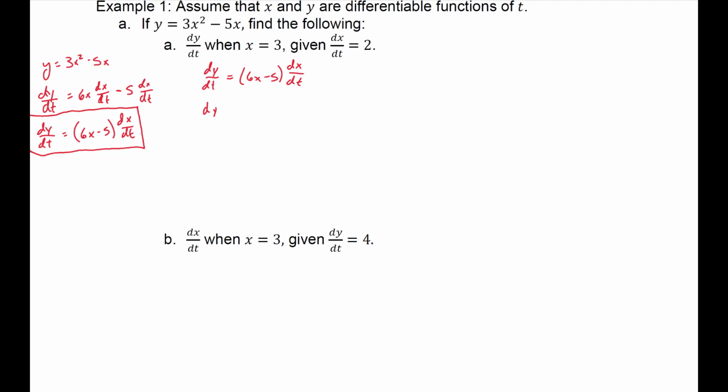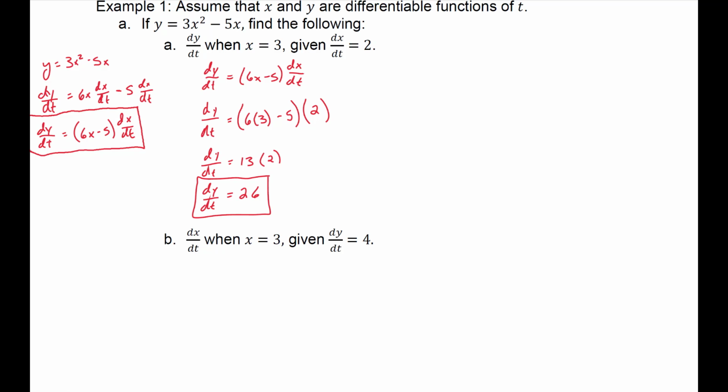So dy/dt. We were given x equals 3, or we want it when x equals 3. So that's 6 times 3 minus 5, times dx/dt, which we're given was 2. Then we just multiply this out. 6 times 3 is 18, minus 5 is 13. So 13 times 2. So dy/dt in this case ends up being 26.